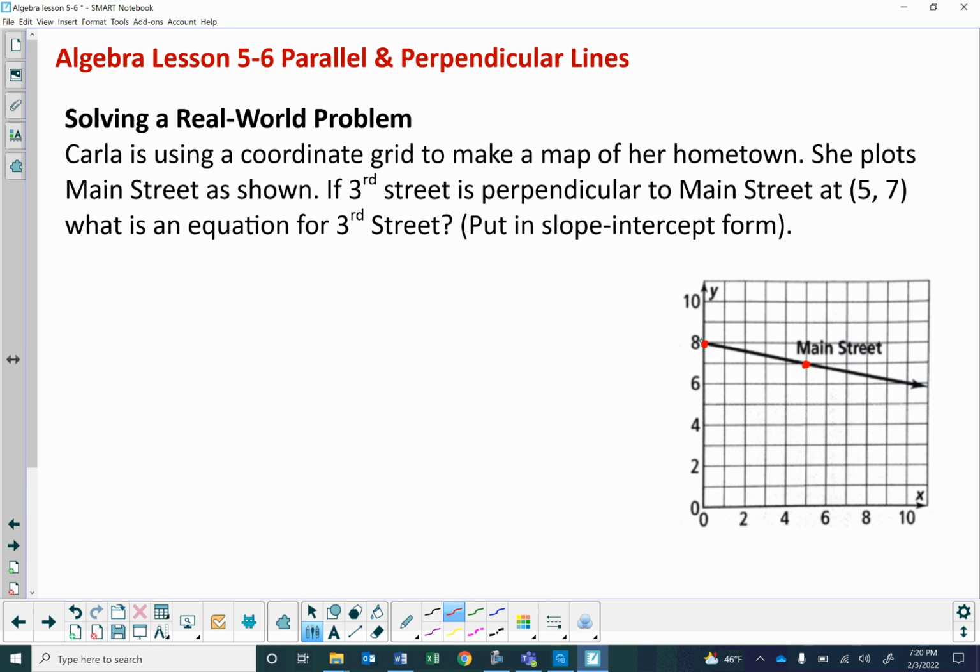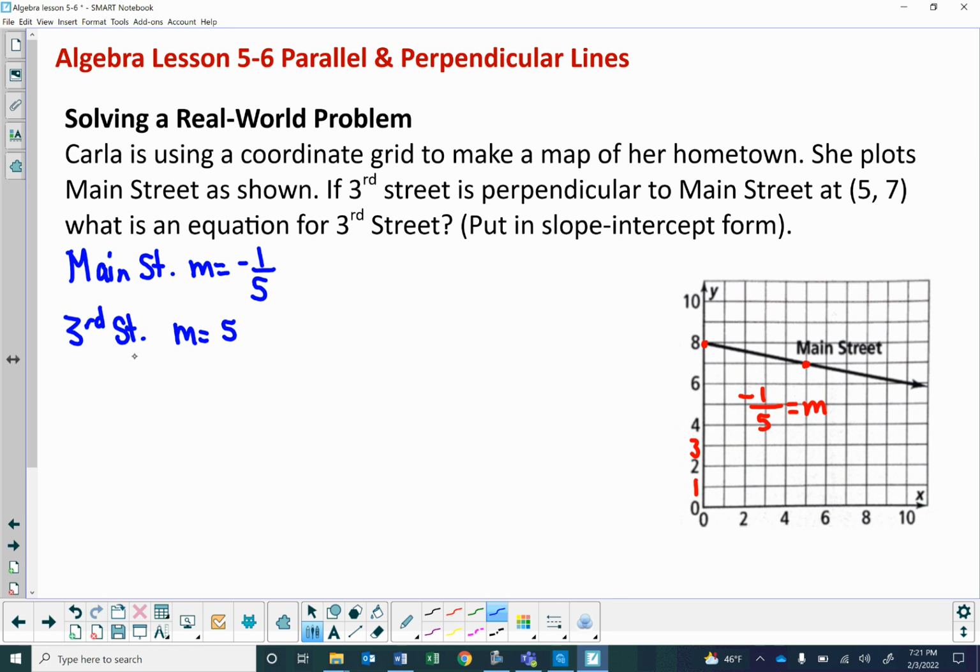So if I go from this point here, if you count, we'll notice it goes every other line, which means they're counting by ones because it goes 0 and then skips a line and then goes 2. So this would be 1 and this would be 3. So this is 8. Going down, you're going down 1, and to the right 1, 2, 3, 4, 5. So if you're going down 1 and to the right 5, your slope is -1/5. So Main Street has a slope of -1/5, which means 3rd Street should have a slope of 5, or 5 over 1.